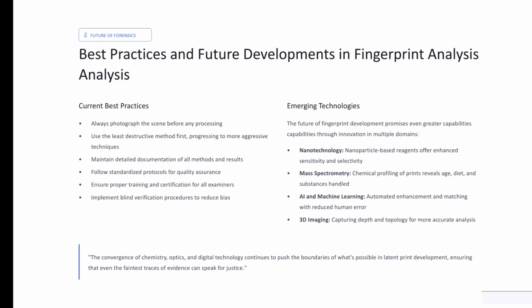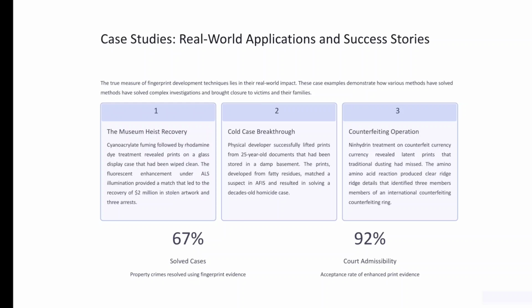Real-world success in statistics. How effective are these methods? Case Study 1. The museum heist recovery. Latent fingerprints from a display case led to recovering artifacts worth millions. Case Study 2. The cold case breakthrough. Physical fingerprints from a weapon decades after the crime identified a suspect.